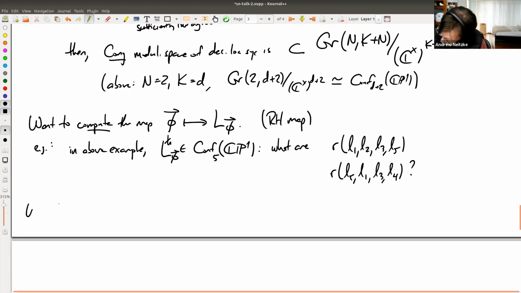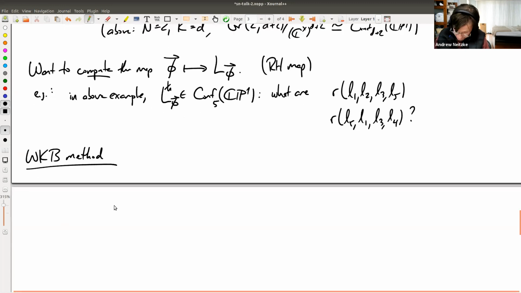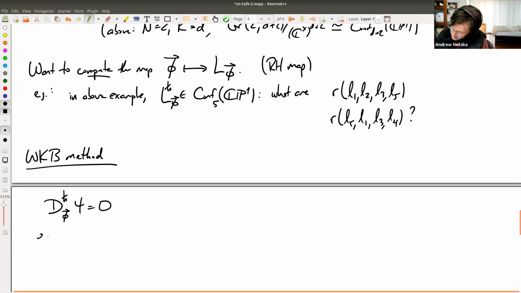So now I'm ready to say, what's the method? So how do you study, how do you produce solutions? How do you understand this local system? You need some kind of concrete way of studying the solutions of the differential equation. So we want to produce somehow solutions of this equation. And the idea is to expand the equation, is to use this parameter Hbar and to expand in a series around Hbar equals 0.